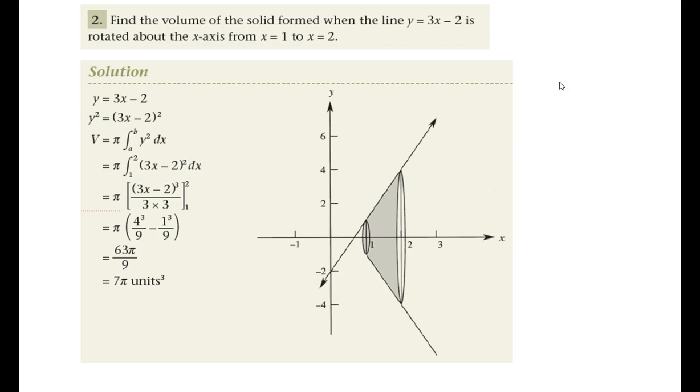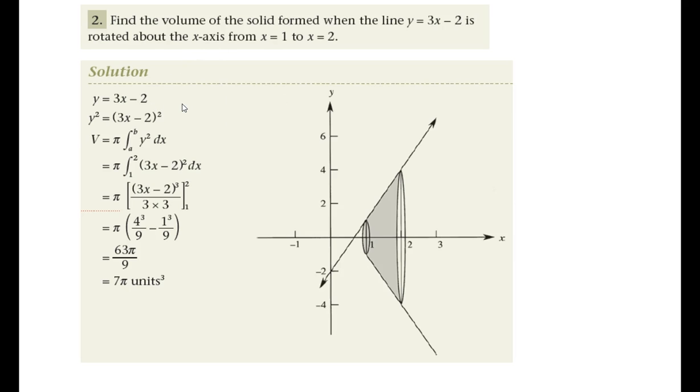Now, example number 2. You have to find the volume of the solid formed when the line y equals 3x minus 2 is rotated about the x-axis from x equals 1 to x equals 2. So here it is. There's your line y equals 3x minus 2, and it's rotated from 1 to 2. It gets this shape here, which is actually called a frustum. Okay, let's have a look at the solution over here.